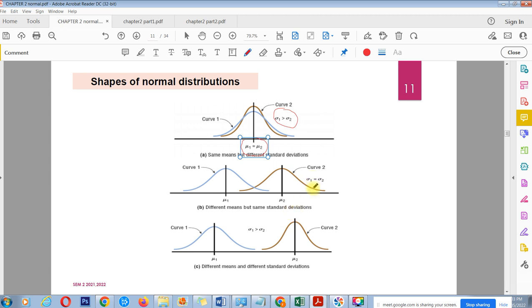For the shape here, the standard deviation is equal, so we can see the curve is similar, the same shape. And then if the standard deviation is different and the mean is different, we have this kind of graph. You can see in the textbook they also discuss this, the difference of the normal distribution based on mean and standard deviation.